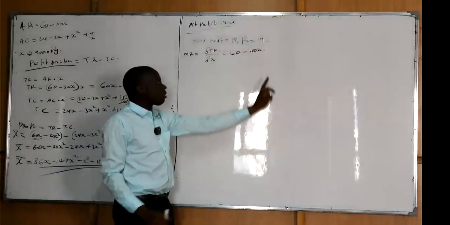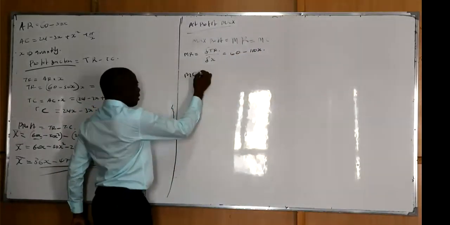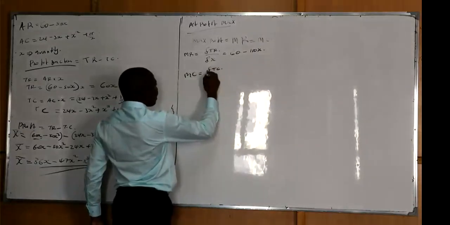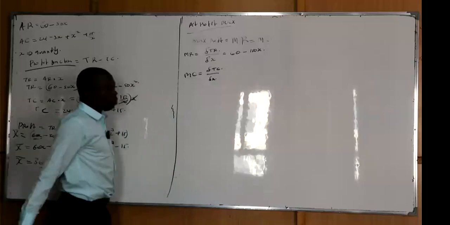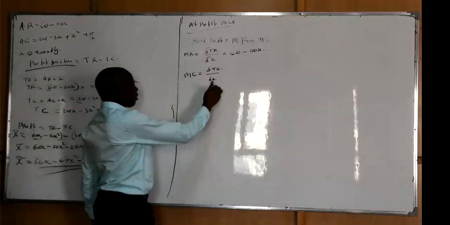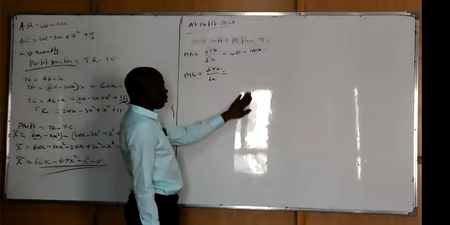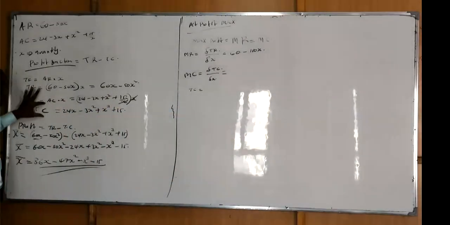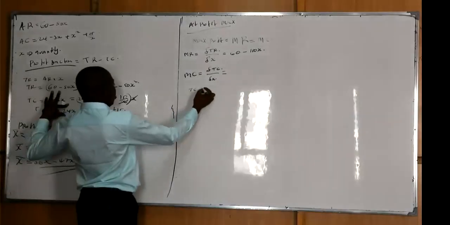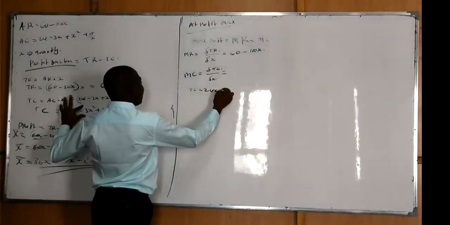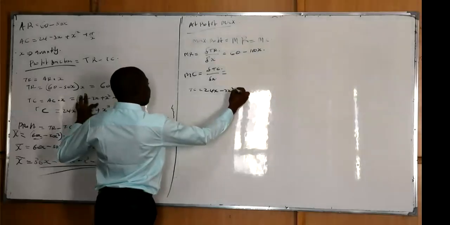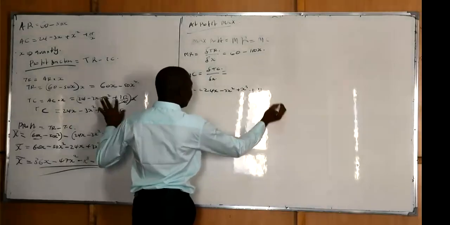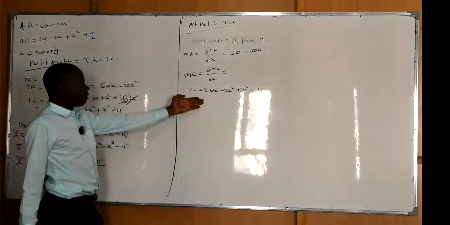Then to get the marginal cost, you differentiate the total cost with respect to quantity. The total cost function was 24x minus 3x squared plus x cubed plus 15.